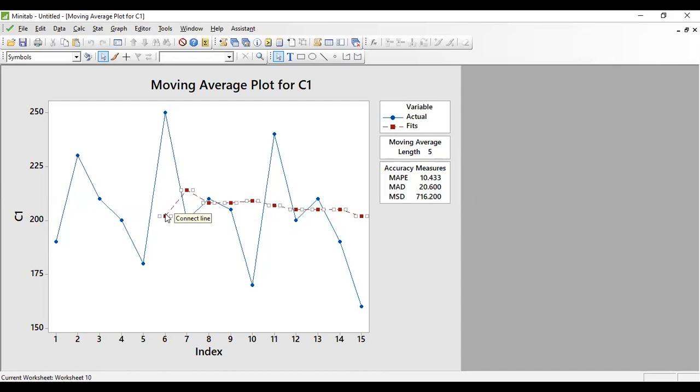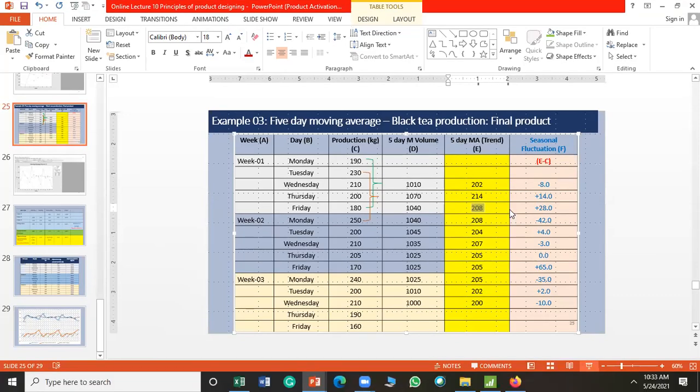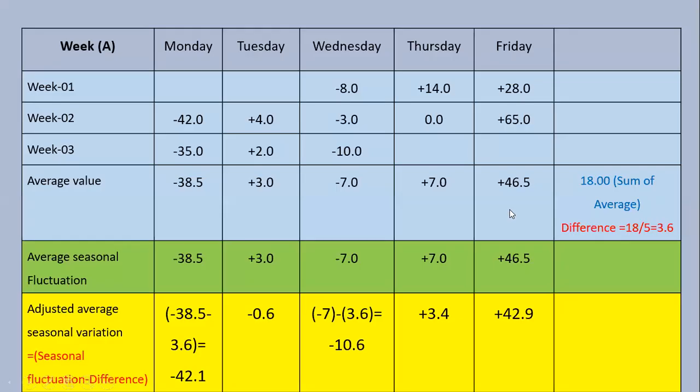Then you can see likewise how it differs. The first one you can see it's 202, 214, 208. Likewise, it has differed. So this is how to get the seasonal moving average by using Minitab statistical software. I think it's clear.